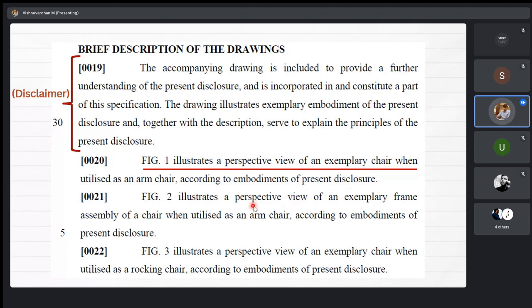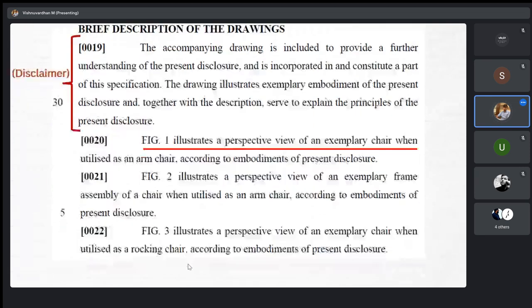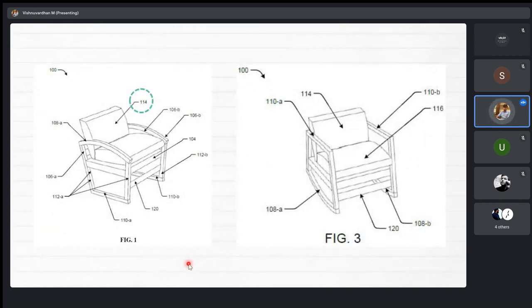And then figure 2 is a perspective view of the frame. Figure 3 is a perspective view of the chair when it is utilized as a rocking chair. And figure 4 is when it's used as an armchair. So stuff like this. List out all the figures which are there as part of the question paper. Very simple, nothing too complicated. Stick to the paragraph numbers also. See, it's continuing 19, 20, 21, 22. Cool. So I have attached a few examples of the images.